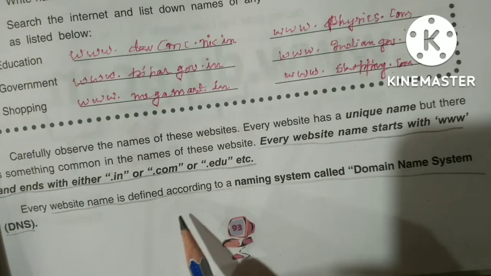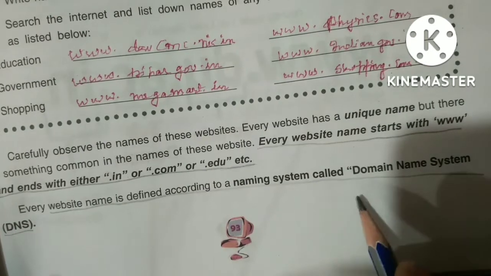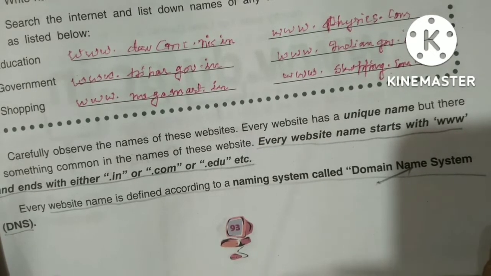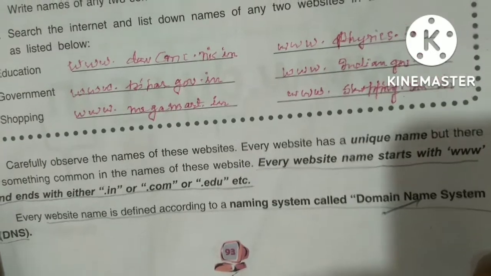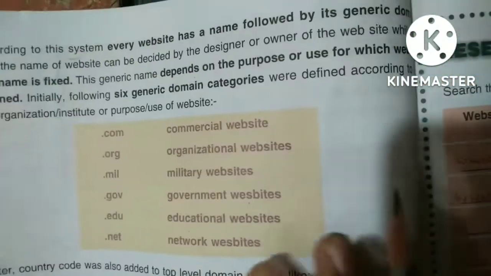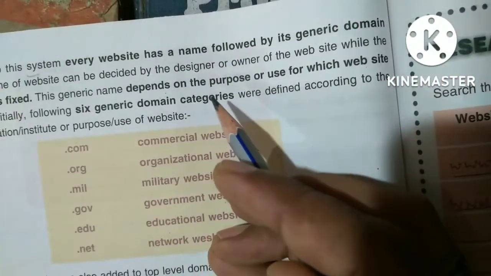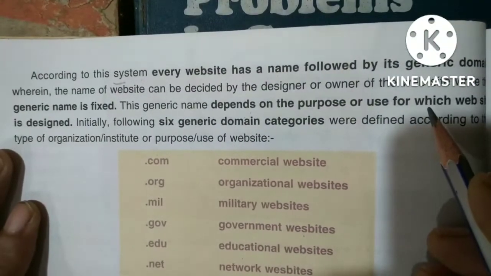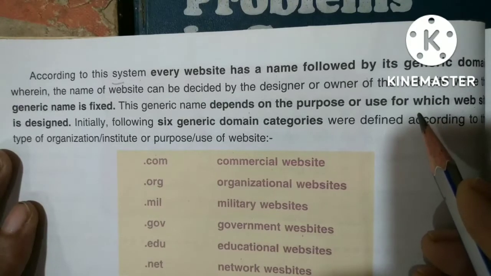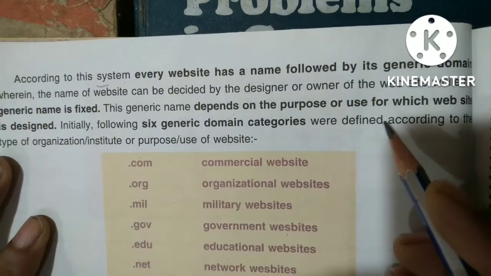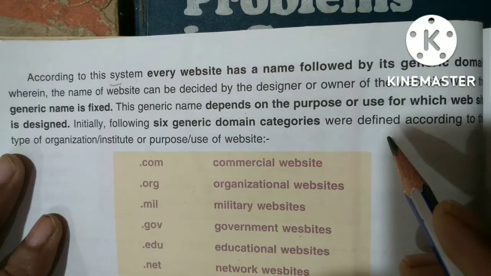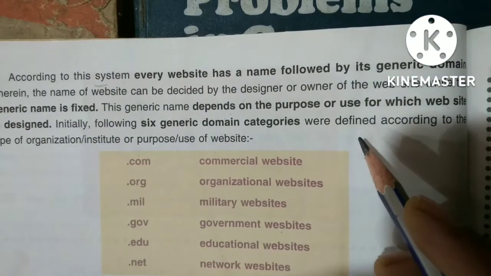Every website name is defined according to a naming system called the domain name system. What is the domain name system? According to this system, every website has a name followed by its generic domain, wherein the name of the website can be decided by the designer or owner of the website, while the generic name is fixed. The generic name depends on the purpose or use for which the website is designed.